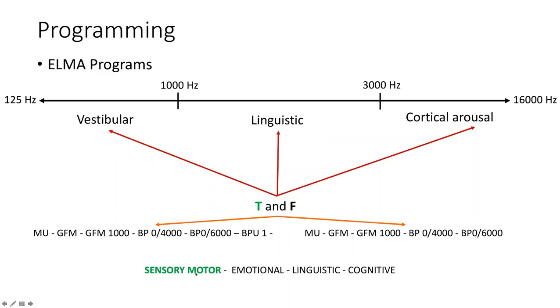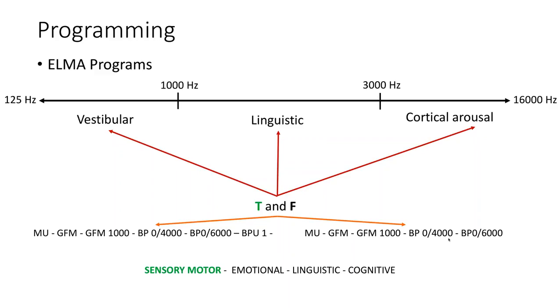And they both cover sensory motor, emotional, linguistic, and cognitive. So they cover all the areas of the listening test. So you see, in function, that the music of the T is this one, the music of the F is this type of music.